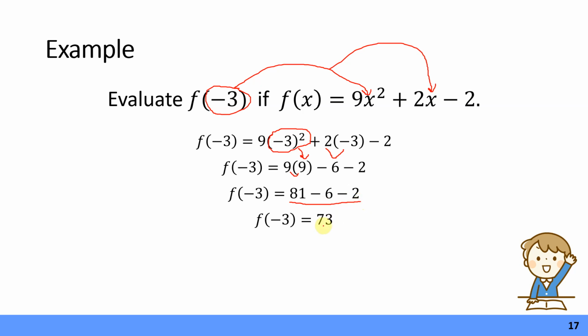Now, how do I properly write down my answer? Hopefully you remember. The first number is going to be the number I substituted, which was -3. And then the second number is the answer that I got. Okay, that was pretty simple.